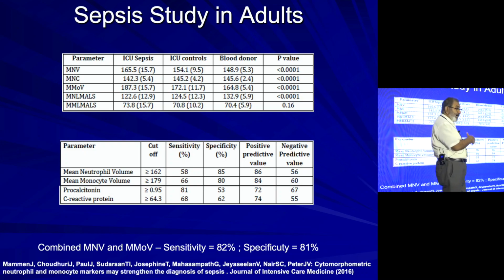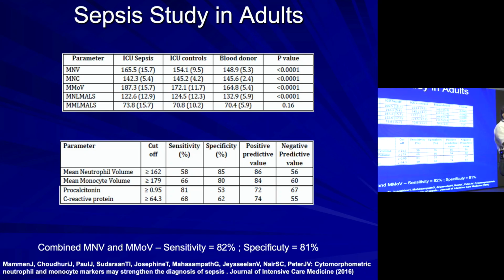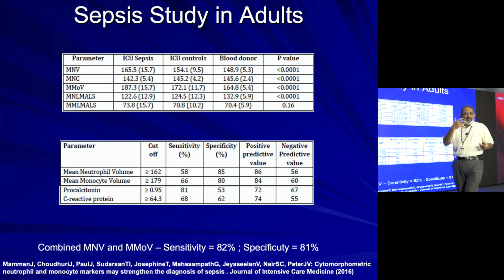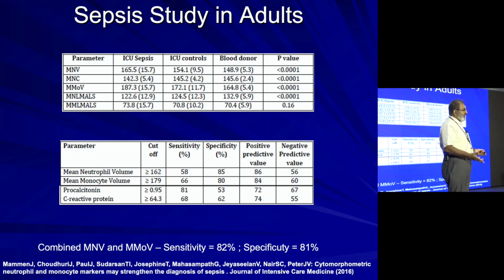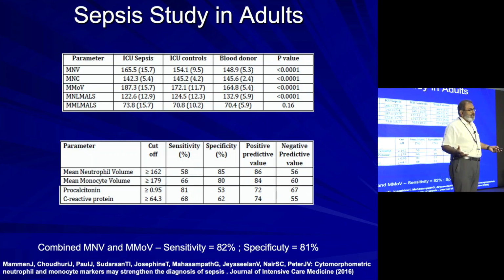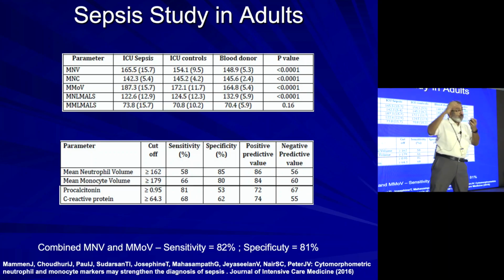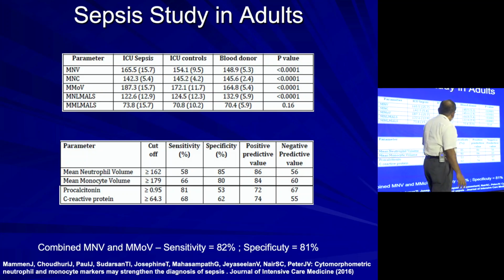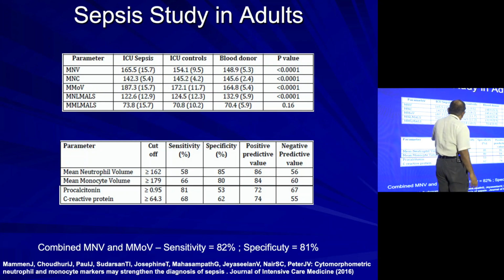This is a study that we did in adults, where we had controls from ICU. Those patients who have SIRS, that's sepsis, and those patients who are admitted in ICU because of hanging or poisoning or something like that, where there is no SIRS, we had those controls, and we also had normal controls. So, compared to the ICU sepsis, you can see that neutrophil volume was higher than ICU controls compared to blood donors.